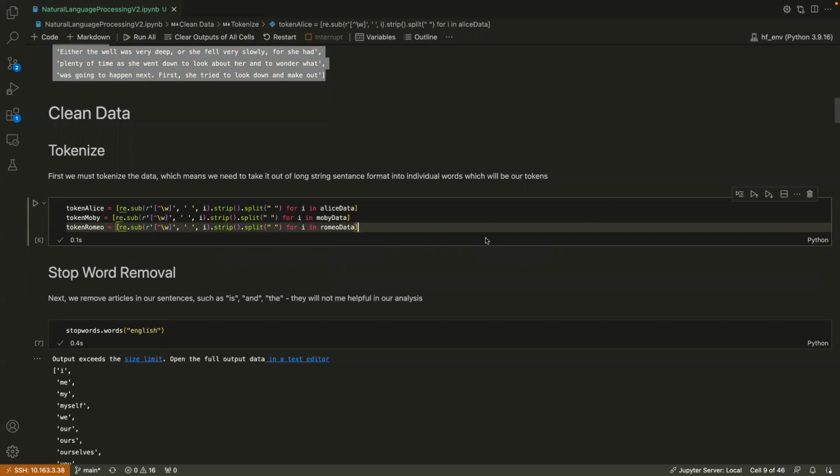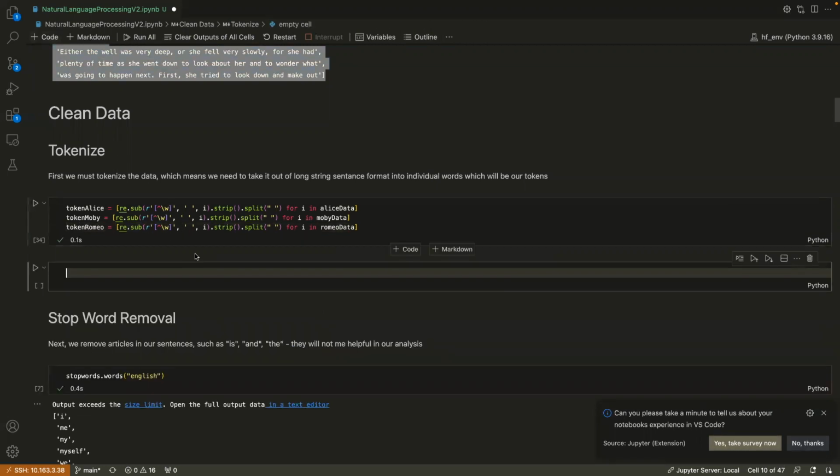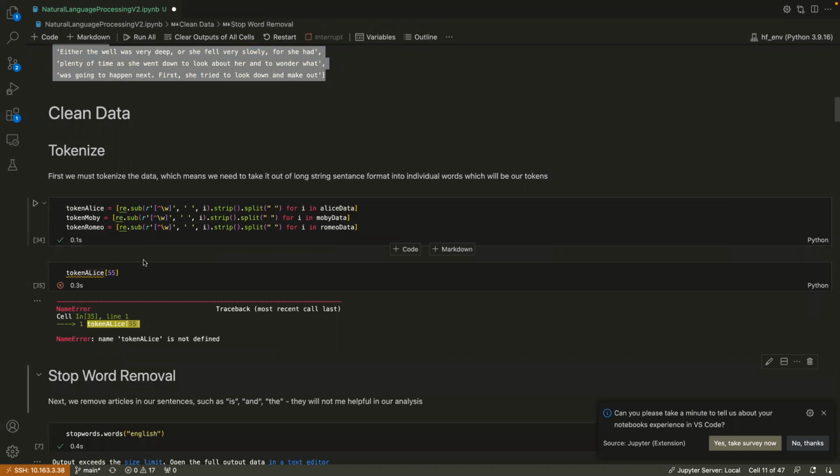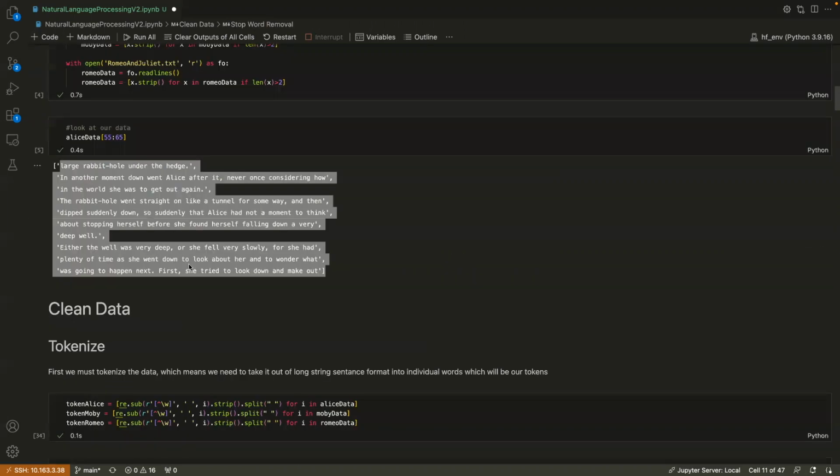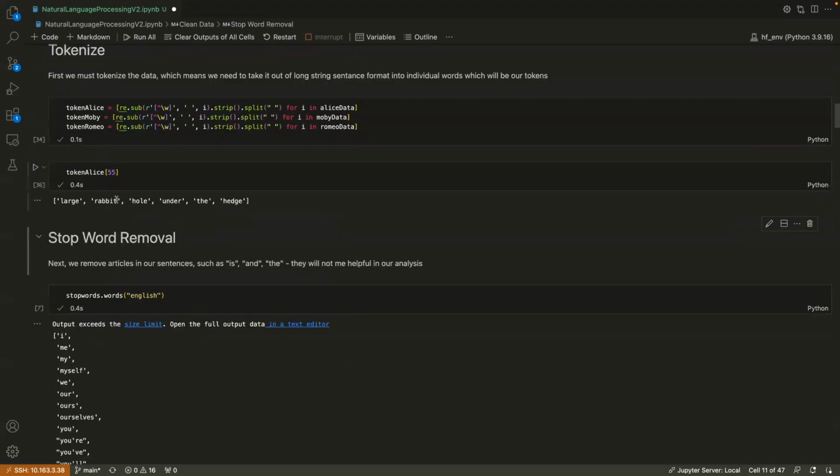So here, if I run this and let's add code, let's just look at token Alice here from, I think it starts on line 55. No, token, no, problem with live coding. So here, instead of the first sentence, which is large rabbit hole under the hedge, it's now separated by word. So large, and then every index is a word. So that's what we mean by tokenization. It's basically splitting up our sentence into its individual words.